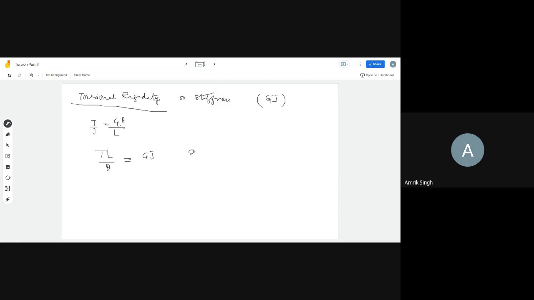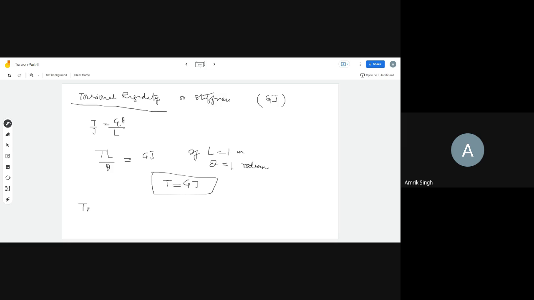If L is equal to 1 meter and theta is equal to 1 radian, then T is equal to GJ. That means the torsional rigidity is equal to the maximum twisting moment which is required to produce an angle of rotation of 1 radian in a shaft of 1 meter length.